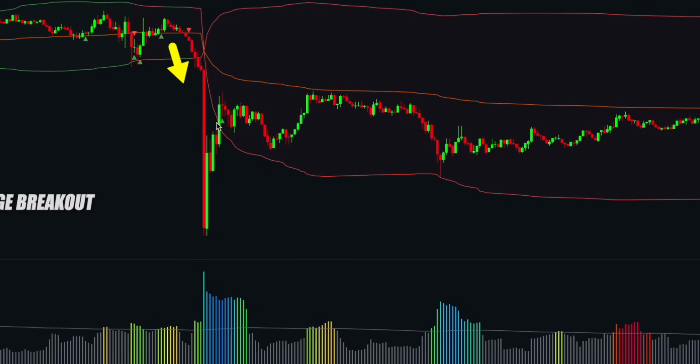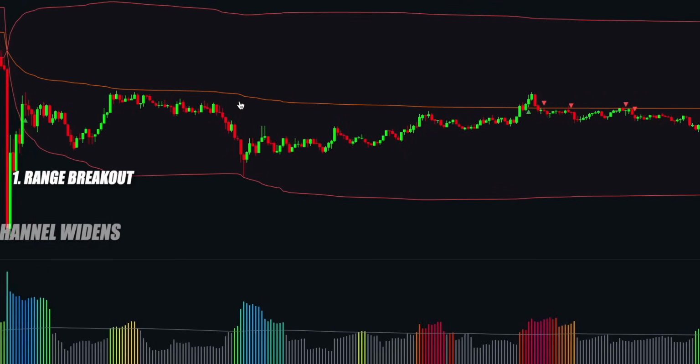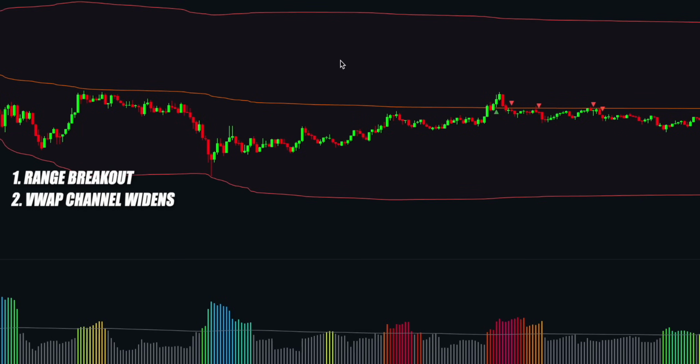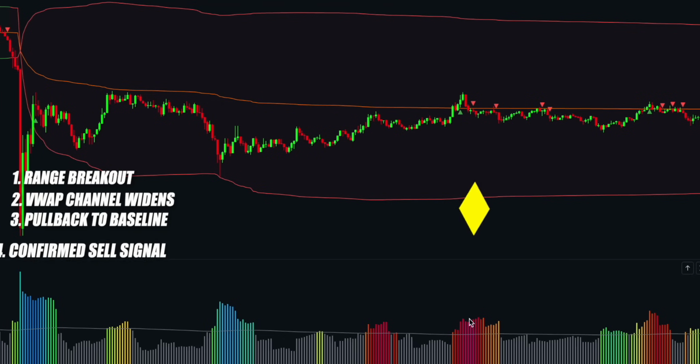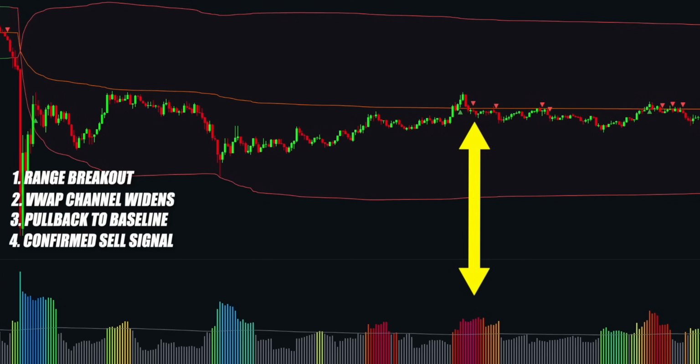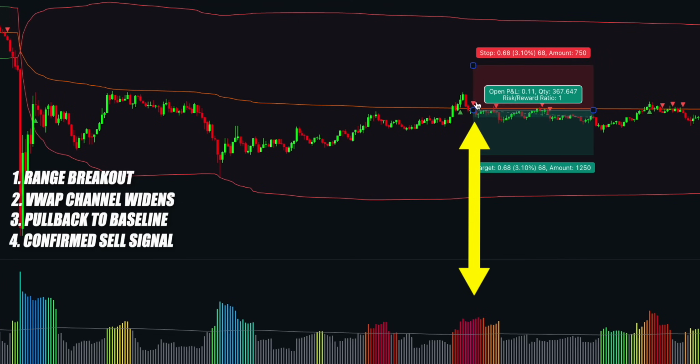First, the price must break out from the range to the downside. Second, the VWAP channel must become wider. The bands should be red, indicating a downtrend. Third, the price must pull back to the baseline. Fourth, you sell the security when the indicator produces a sell signal and the signal is confirmed by high volatility.